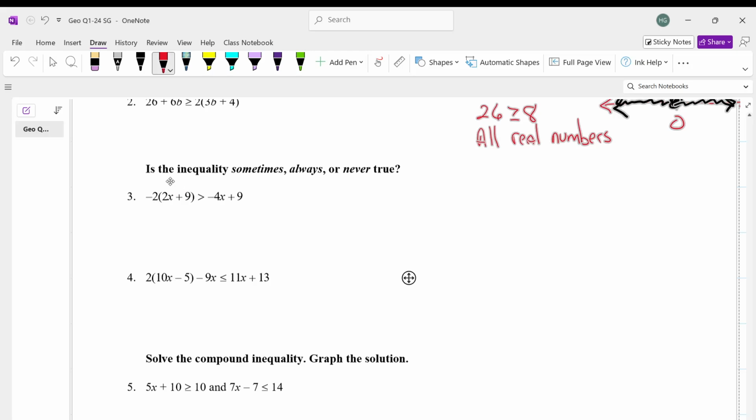All right, problems 3 and 4: is the inequality sometimes, always, or never true. So in problem number 3, we've got negative 2 times 2x plus 9 greater than negative 4x plus 9. So distributive property on the left, negative 2 times 2x is negative 4x, and negative 2 times positive 9 is negative 18.